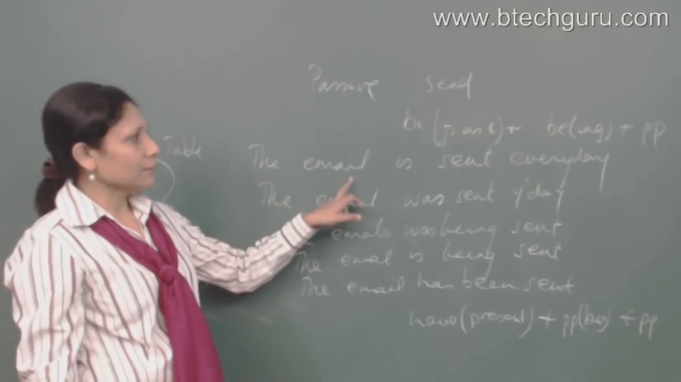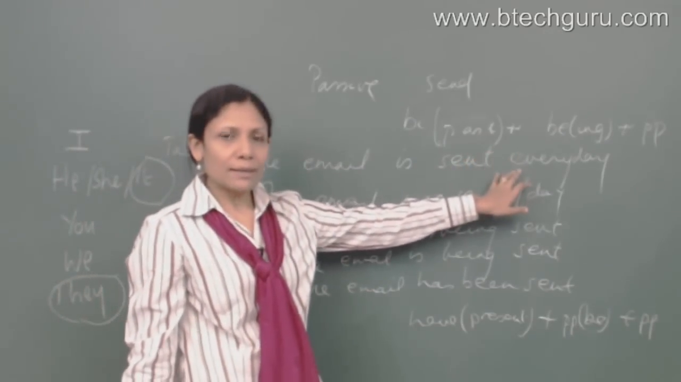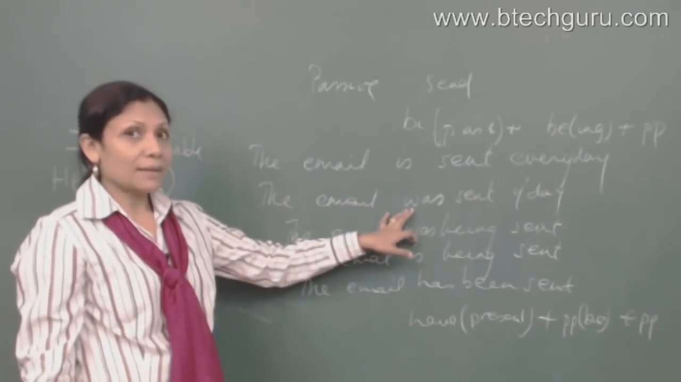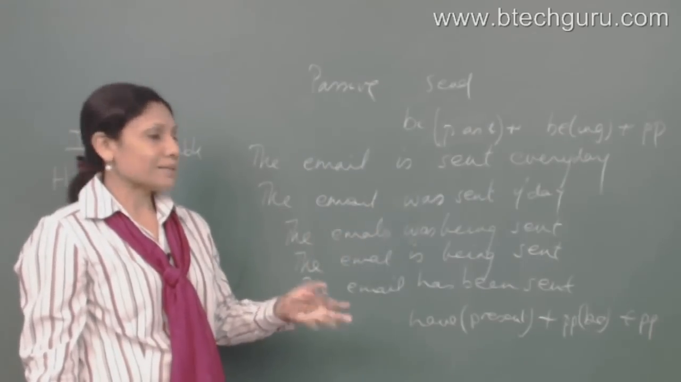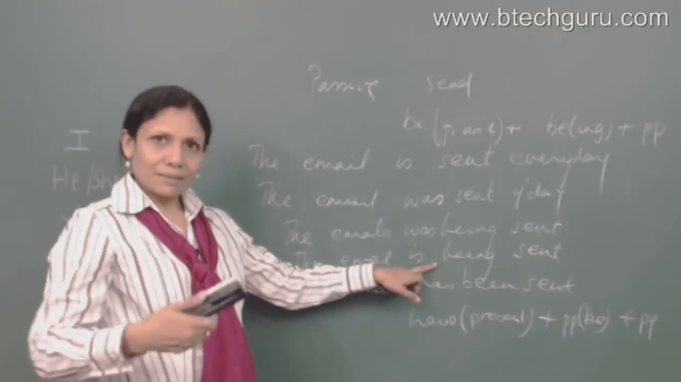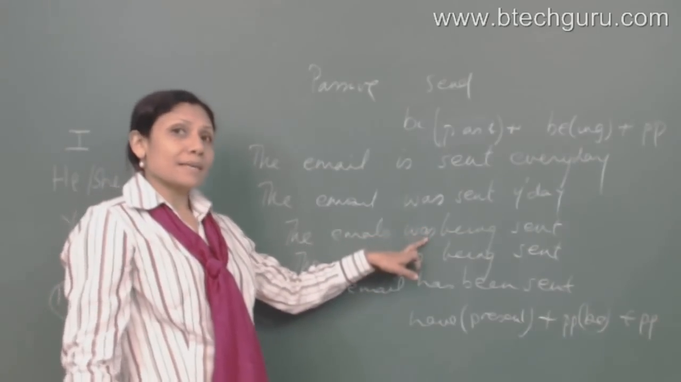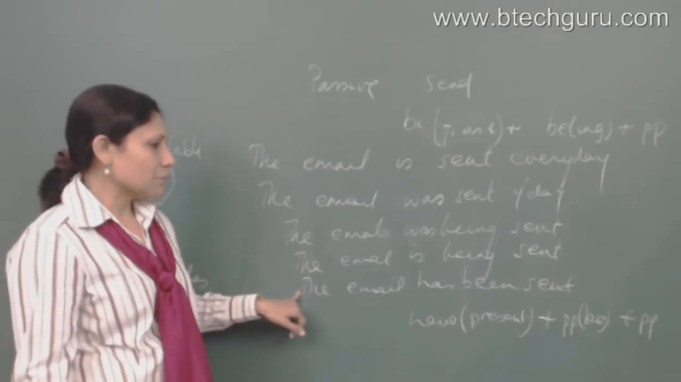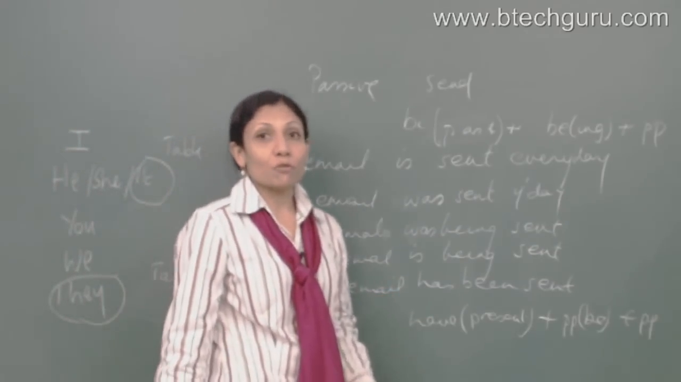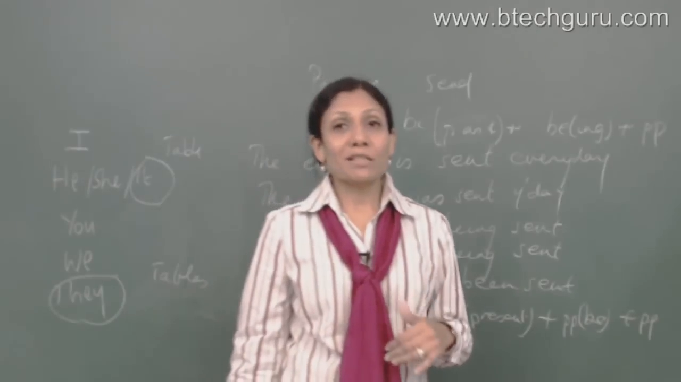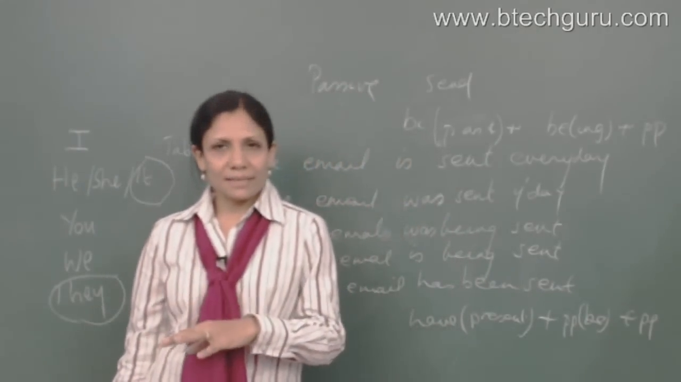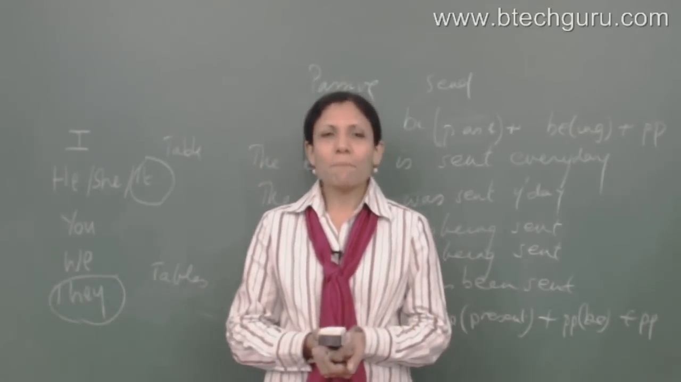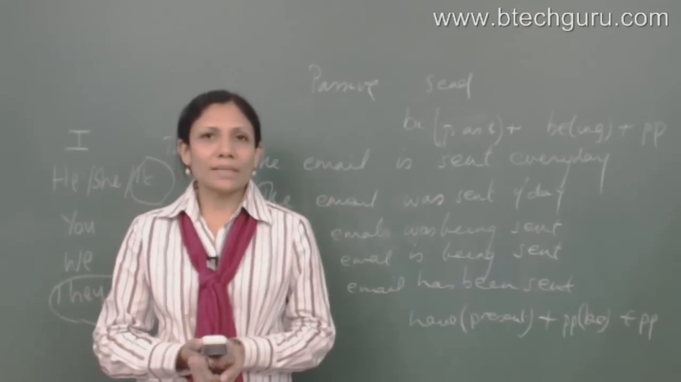One is the email is sent every day, indicating that it's a regular action. The email was sent yesterday means that the action is over in passive. The email is being sent, currently happening. Was being sent, it's over but continuously happened, and this one is just happened. The email has been sent. So these are the different ways in which you can put passive voice into the various tenses. So we have completed now all the tenses.